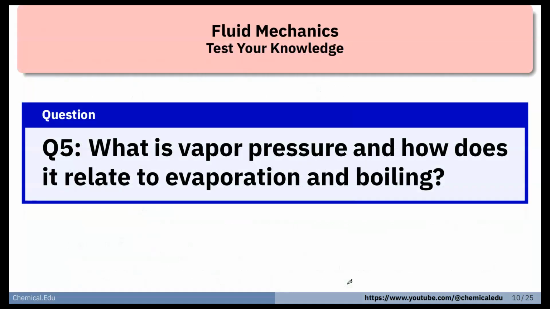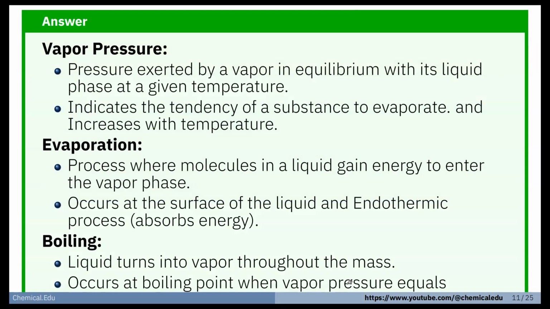Now question 5 is, what is vapor pressure and how does it relate to evaporation and boiling? So vapor pressure, what is that? It is the pressure exerted by a vapor in equilibrium with its liquid phase at a given temperature, and vapor pressure indicates the tendency of a substance to evaporate and increases with temperature.